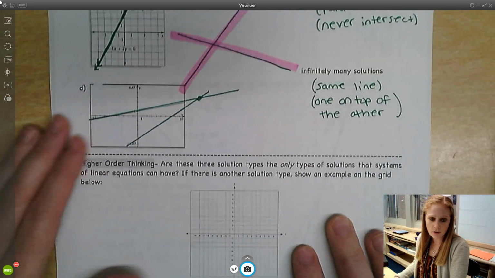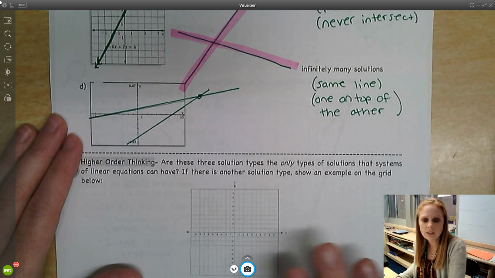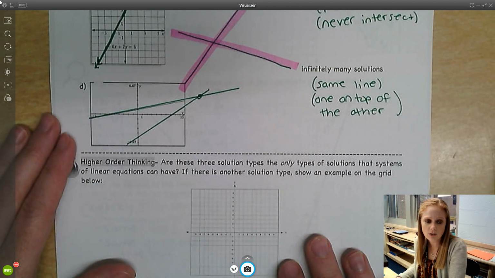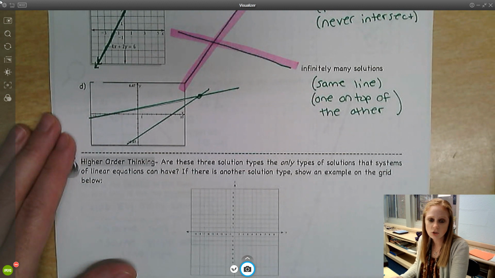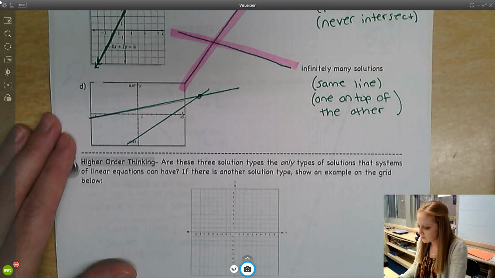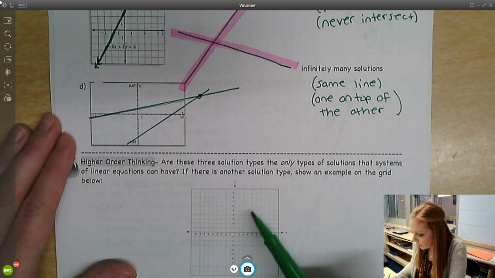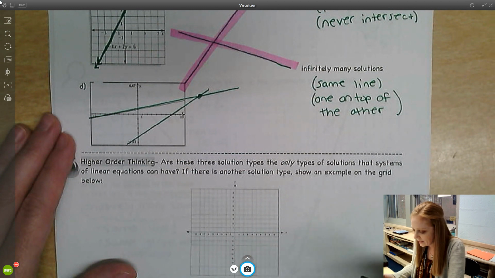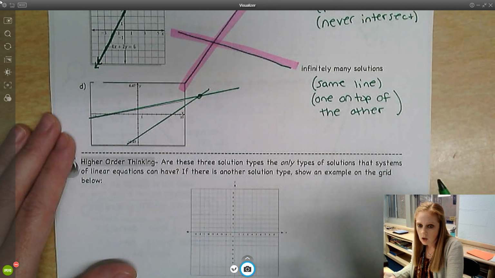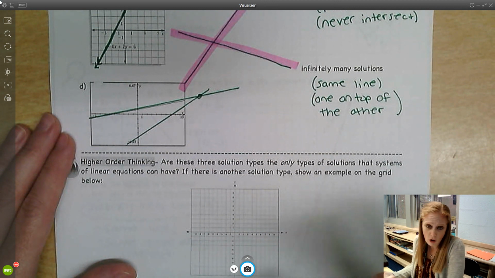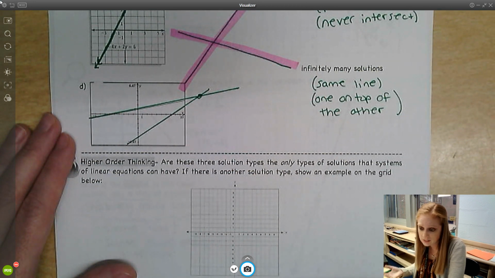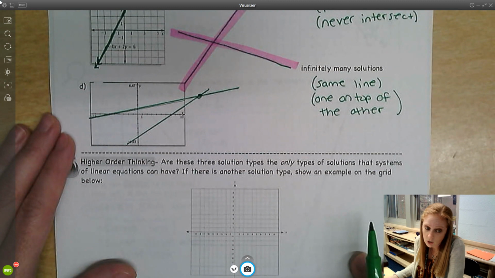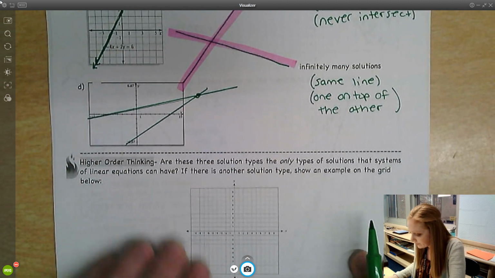Last up, our higher order thinking. Are these three solution types the only types of solutions that systems of linear equations can have? Is there any other solution type? Show an example on this grid below. So they have to be straight lines. So this is where you would brainstorm to see if you could ever draw two straight lines that are going to try and hit more than once, like 2 times. And drawing two straight lines, they can only have the options of crossing once, never crossing, or crossing constantly because they're on top of each other. So that's it. There are none.